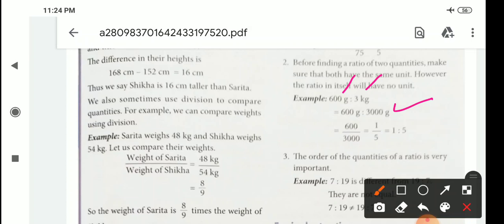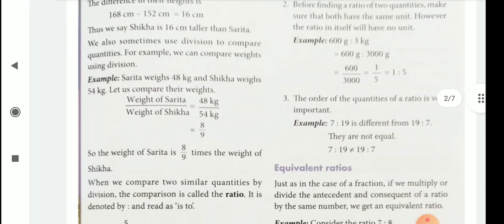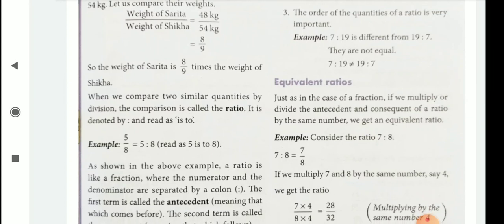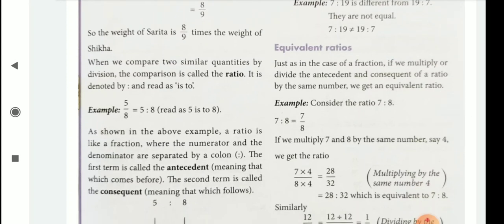Then we compare. Number three, the order of the quantities of a ratio is very important. Means 7:19 is different from 19:7. Their values are not equal. Then equivalent ratios. Just as in the case of a fraction, if we multiply or divide the antecedent and consequent of a ratio by the same number, we get an equivalent ratio. For example, children, you see the ratio 7:8. If we multiply 7 and 8 by the same number, say 4, we get the ratio how much?